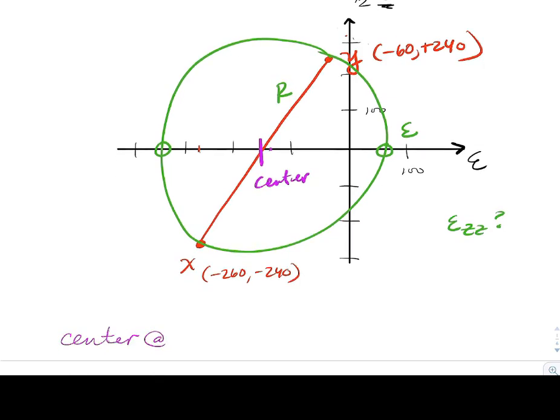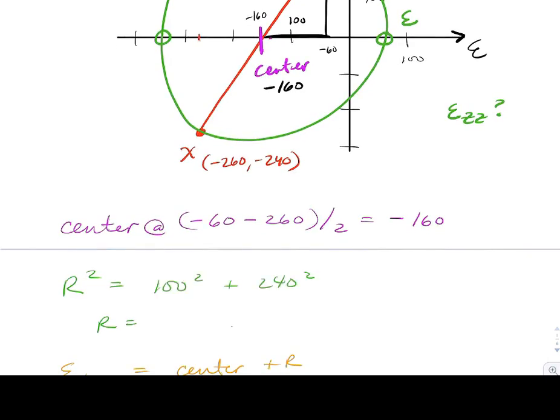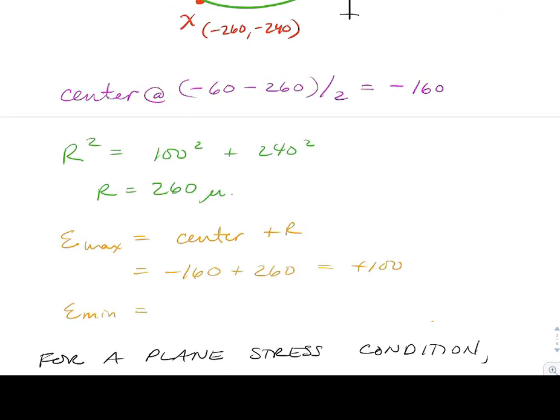So the center of that circle, go ahead and add the 2 normal strains, divide by 2. So the center is going to be at minus 160. That's good. We got a chance to now do R a little better. We go from minus 160 to minus 60. That's going to give us a total length of 100 and a height of 240. So our R squared calculation gives us an R of 260. So quickly we can get out our maximum normal strains. Epsilon max, epsilon minimum.